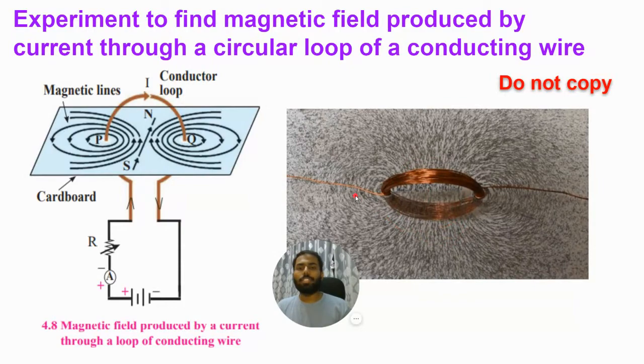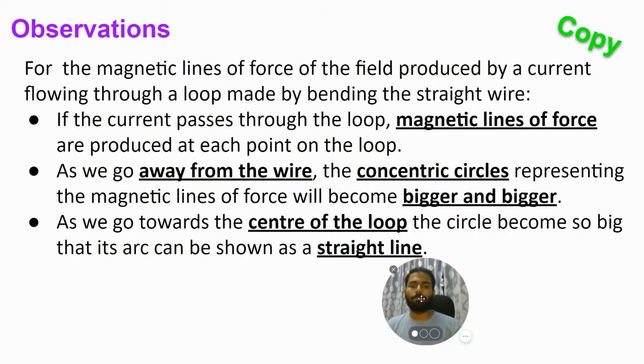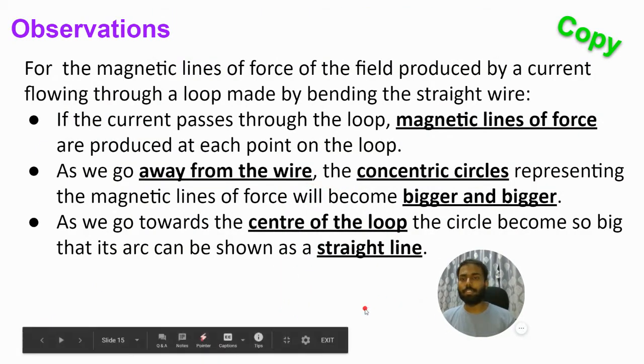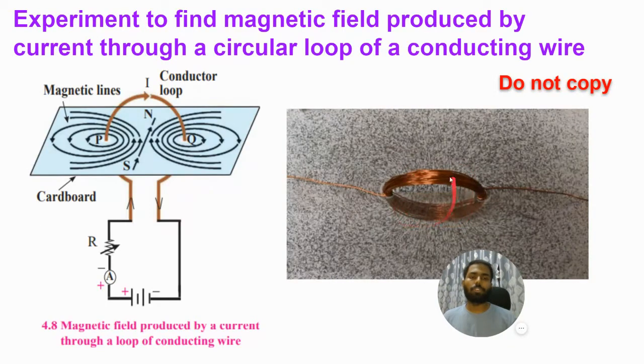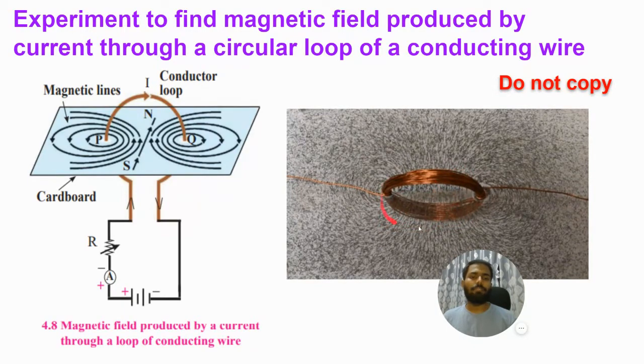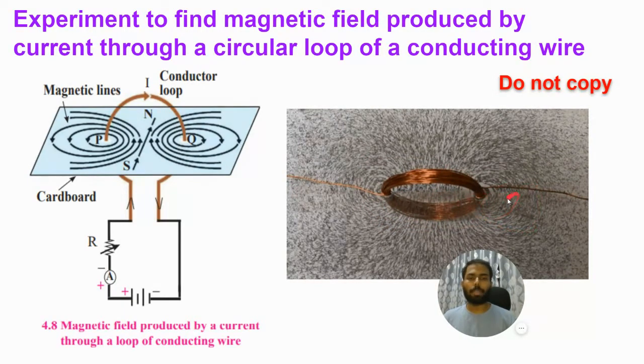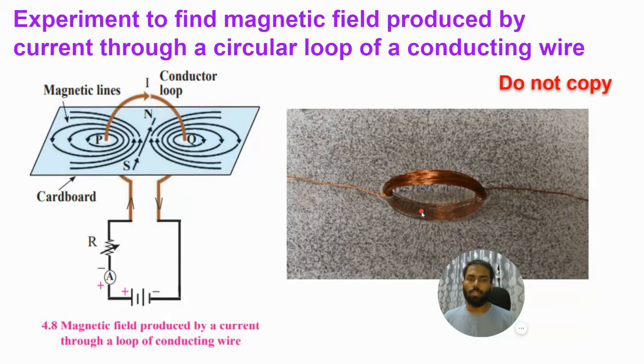Now let us see some more observations related to this experiment. Okay, if the current passes through the loop, magnetic lines of force are produced at each point on the loop. That you all can see from this particular diagram. Okay, at every point there is some magnetic field produced because of current flowing through this loop.